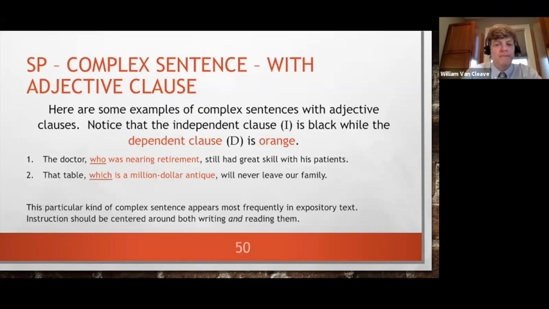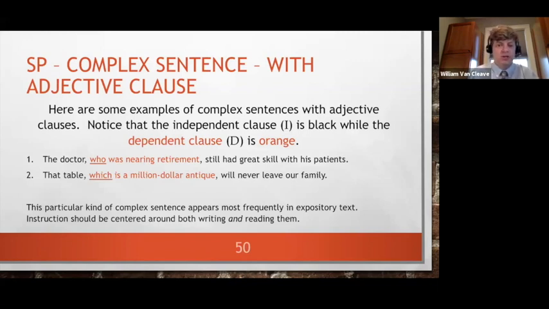That table, which is a $1 million antique, will never leave our family. Again, which is a $1 million antique tells us more about the table. It functions as an adjective or a relative clause. And the subject of the main clause, of the independent clause, is table. And the predicate is will leave. So you can see how far apart those are.